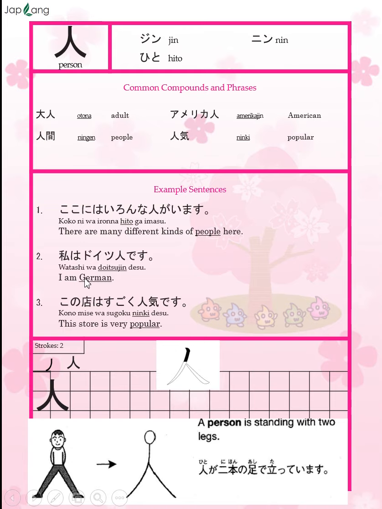Koko ni wa iro na hito ga imasu. There are many different kinds of people here. Or watashi wa indo jin desu. Or watashi wa doitsu jin desu. Anything you can say, like kono mise wa sugoku ninki desu. So you can see here one kanji comes with another kanji, so it will be ninki, not hitoki. All right, so this is how you remember the kanji. If you have any query, of course you can ask me in the class. During the class, you can always shoot the question to get the detail.